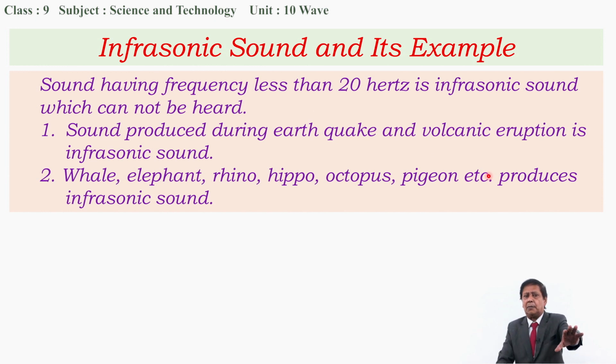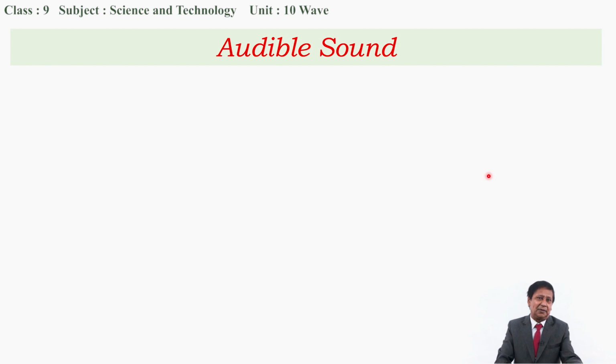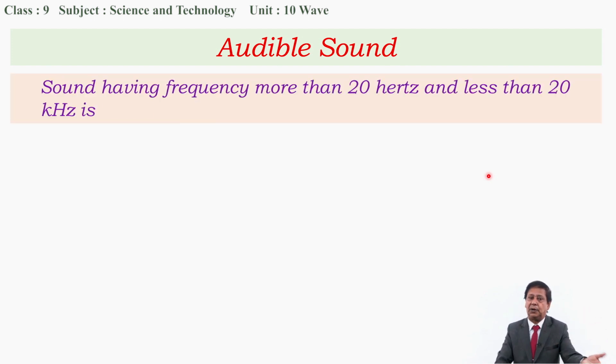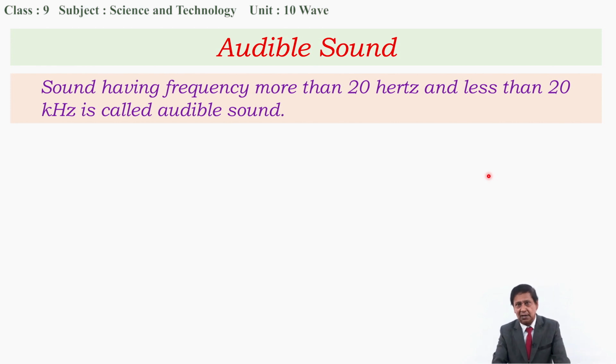Now let's talk about another one, audible sound. What to say about audible sound? This is very simple. Sound having frequency more than 20 Hz and less than 20 kHz is audible sound. The sound which can be heard is audible sound.